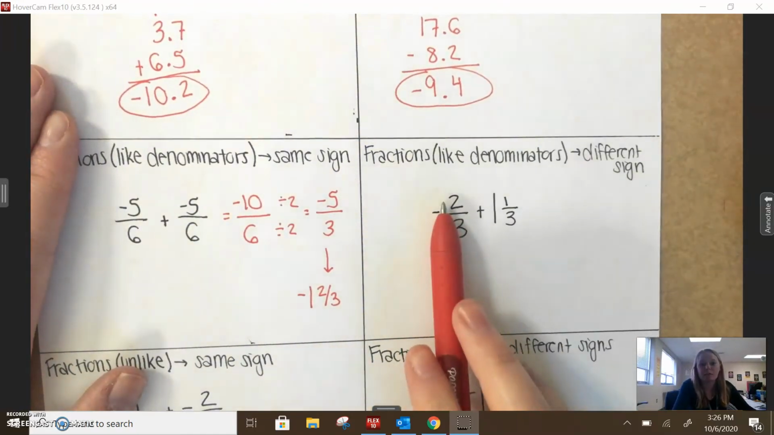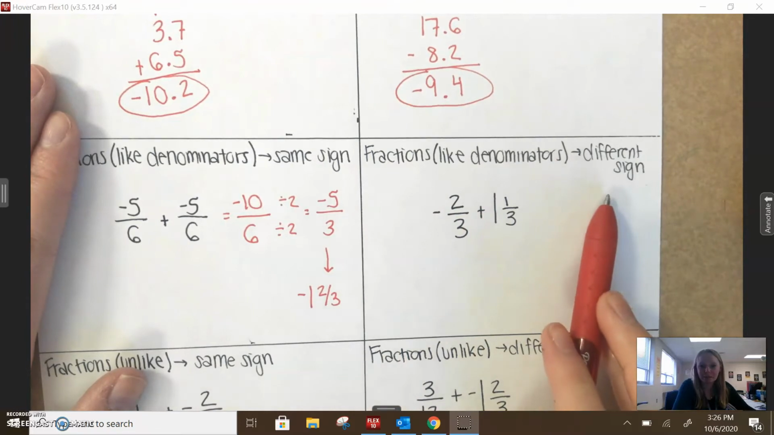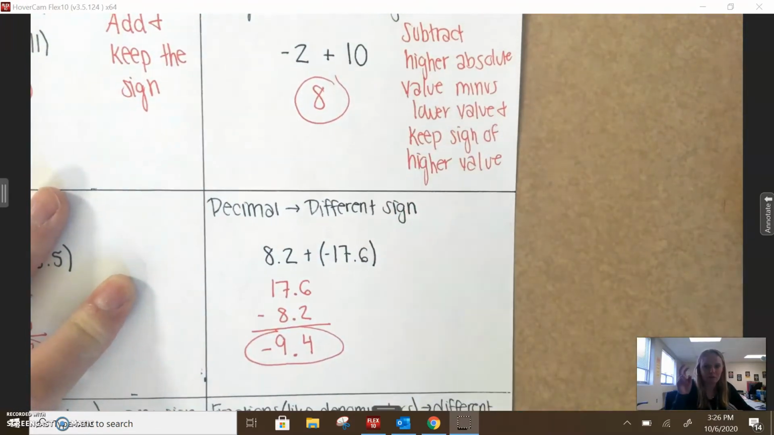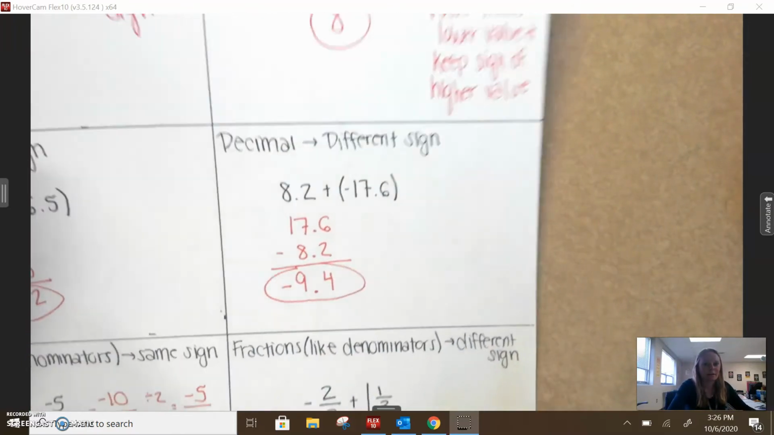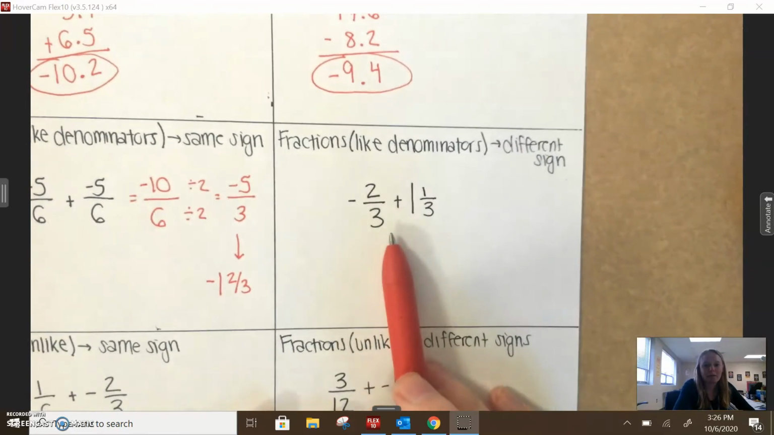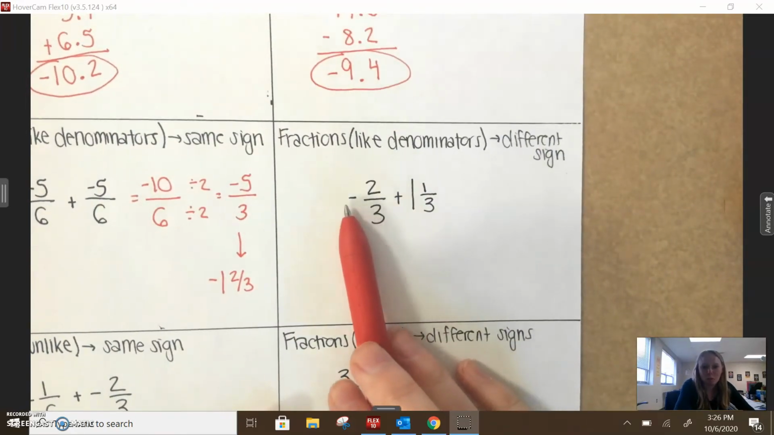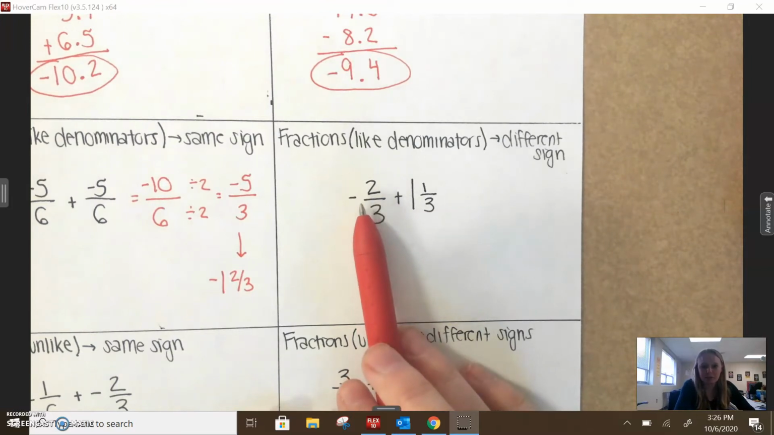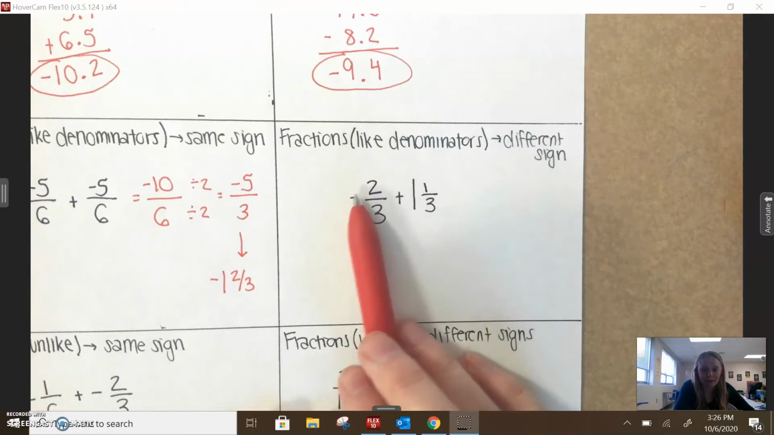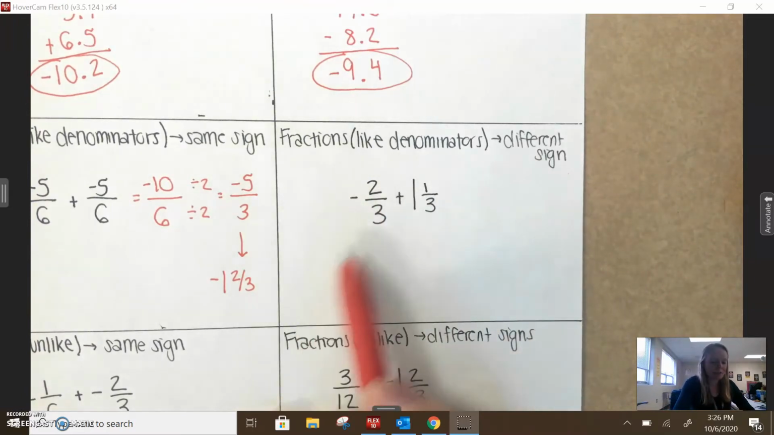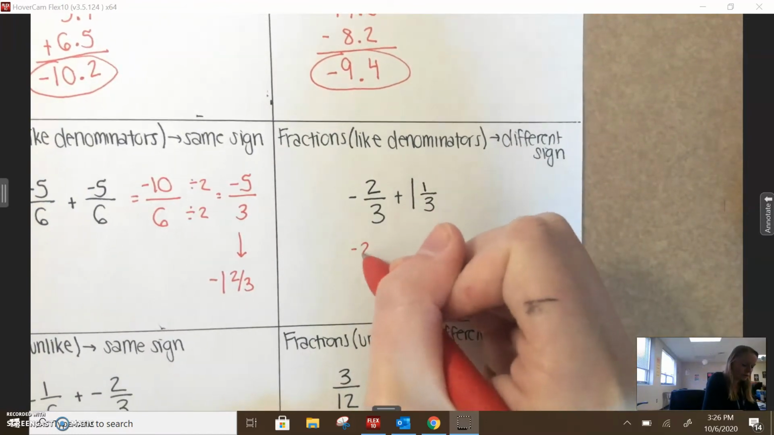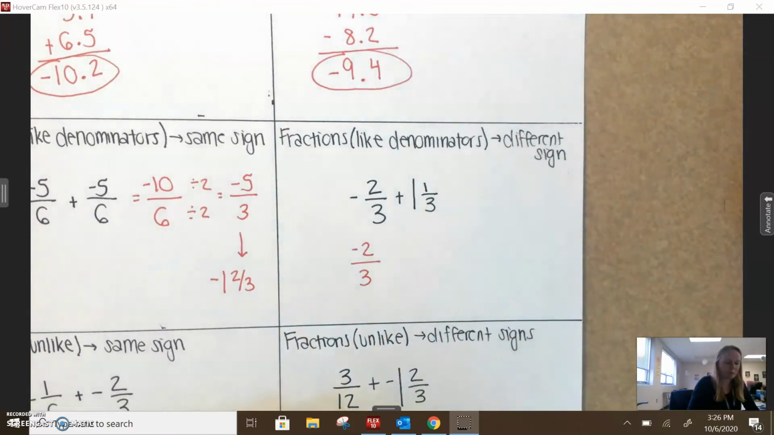Alright, so then with fractions with like denominators but with different signs, that means I have to follow this rule. I still have to do the subtraction of higher minus the lower, keep the sign of the higher. When we have fractions like this, we're always going to put the negative on the numerator. Similar to last video where I talked about putting that negative on the numerator, we're still going to keep that this week as well. So this is really -2/3, -2 on the top, 3 on the bottom.